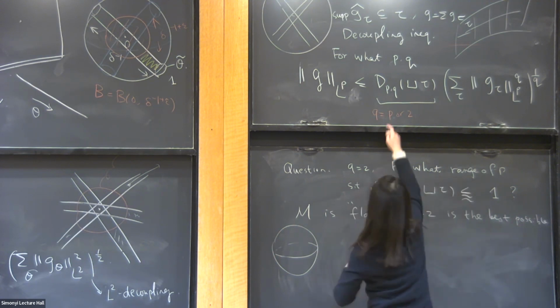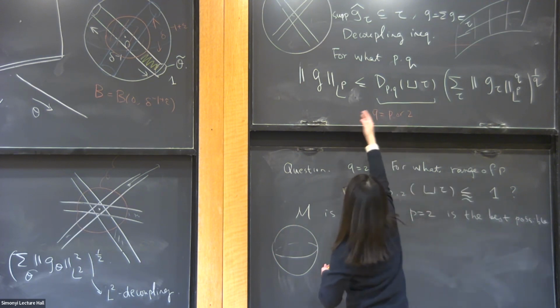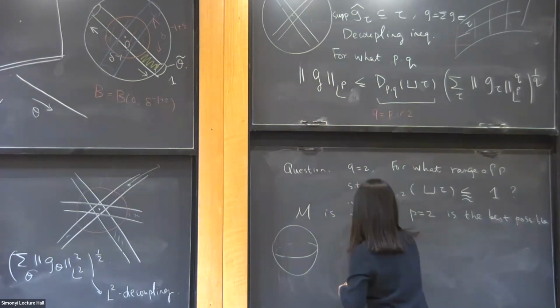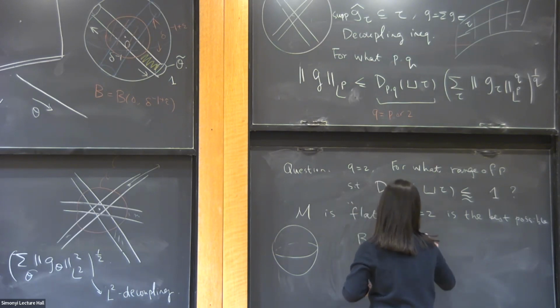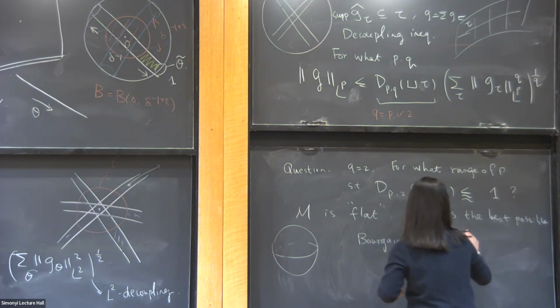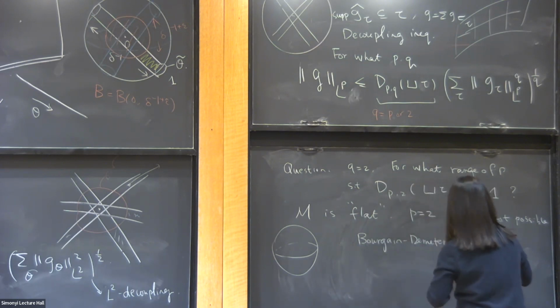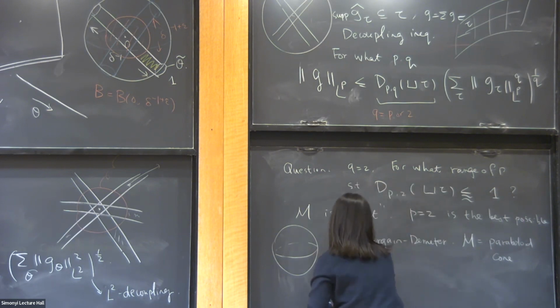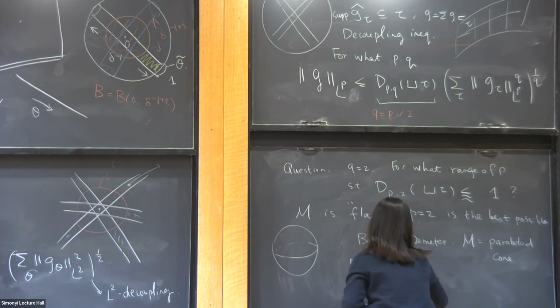And so this decoupling inequality, those questions were asked by Tom Wolff, and then that was a breakthrough by Bourgain and Demeter. Well, they proved it for M to be a paraboloid and cone. And later there is a work of Wolfgang, Demeter's book.